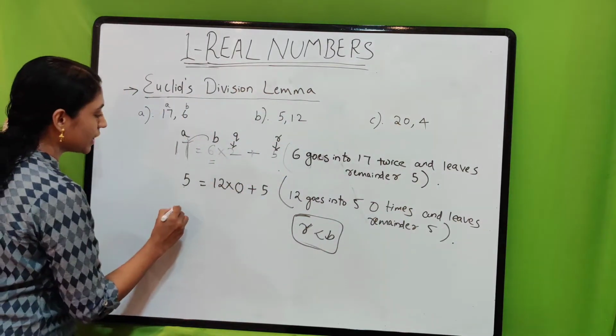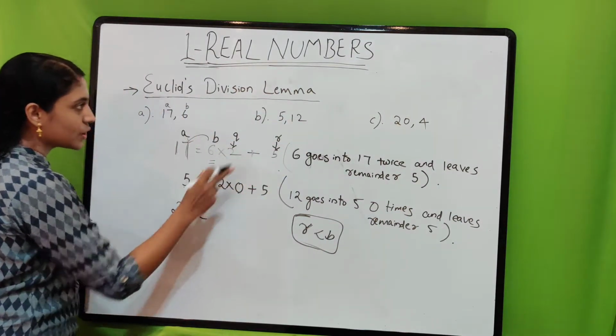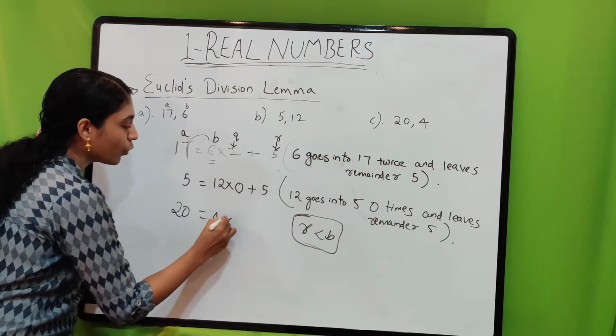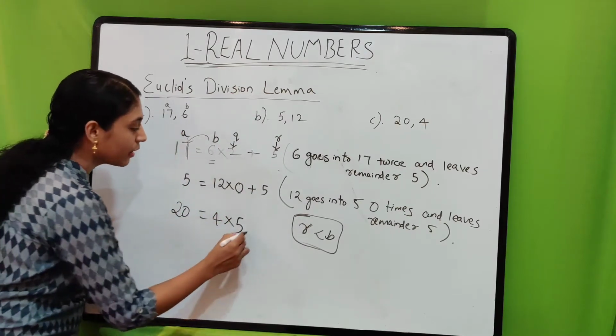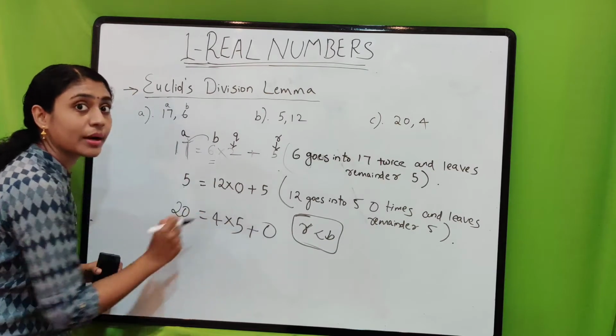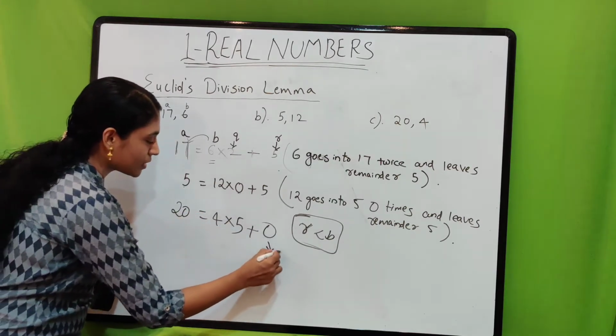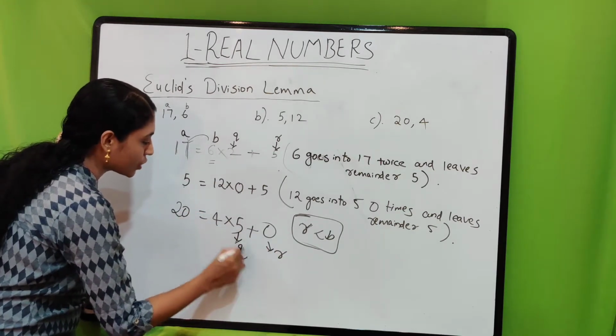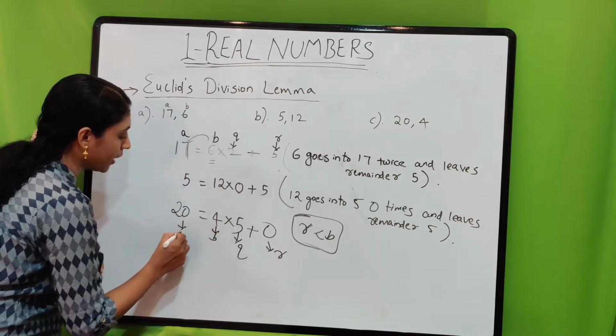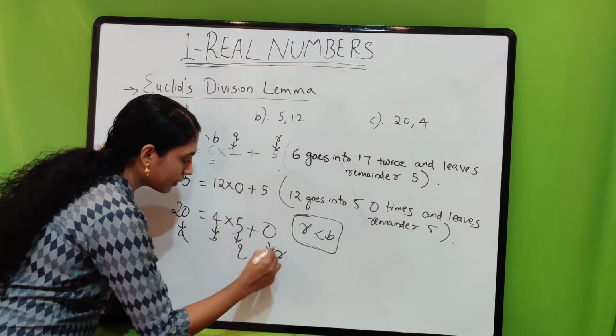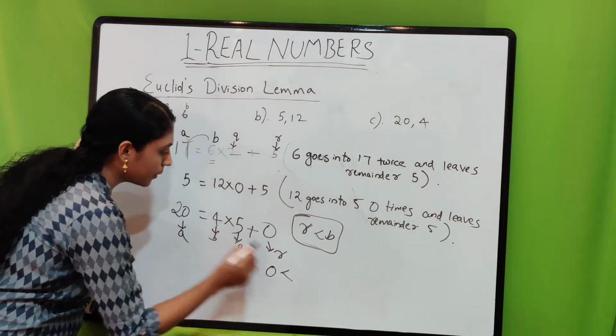The next one, 20, 4. How can we write it? 20 is equal to 4 into 5, which is 20, plus 0. That means the remainder is 0. 0 is the remainder, 5 is the quotient, this is B and this is A. Here, is R less than B? R is 0 and it is less than B.